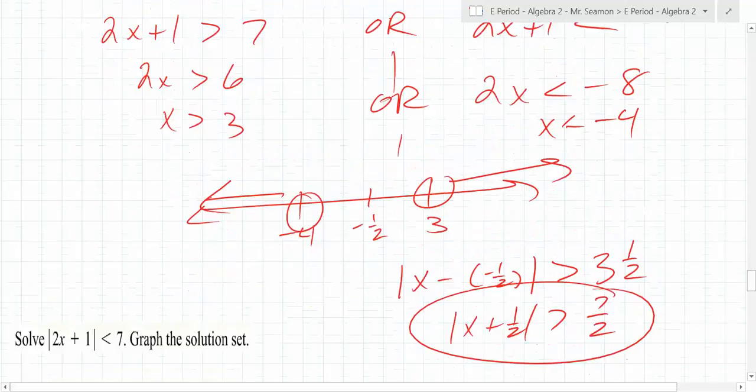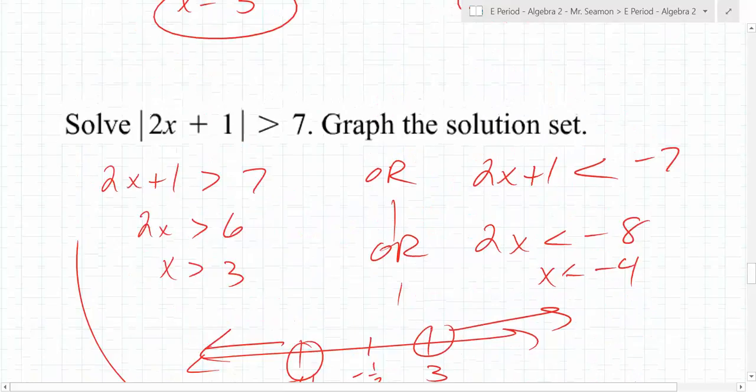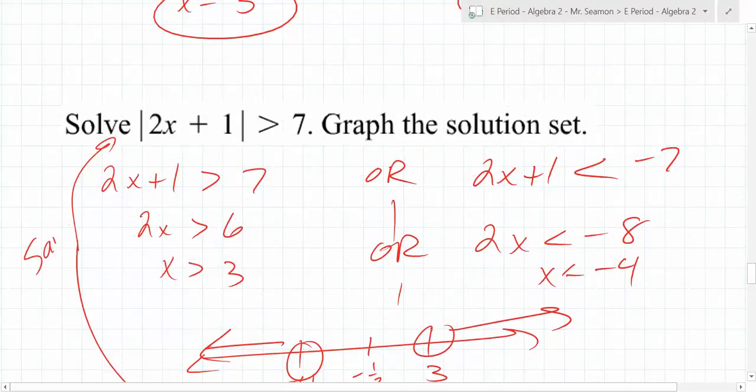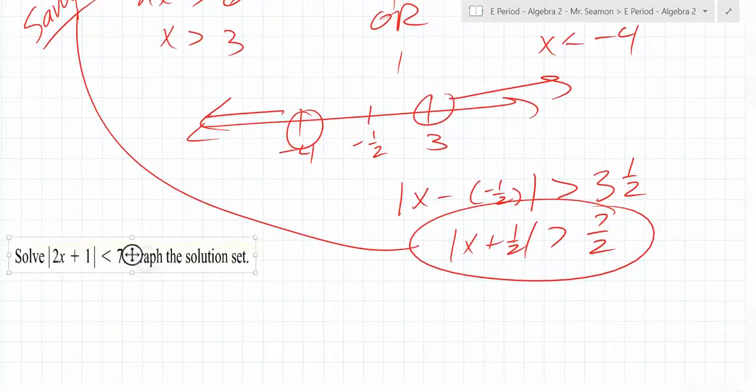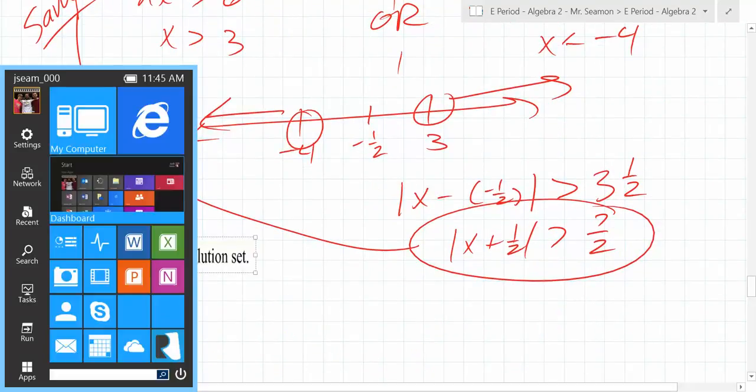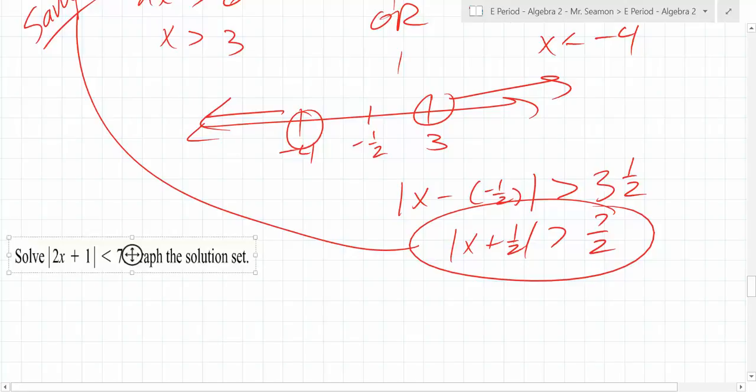So what's interesting is you see this right here is the same thing as this. Are there multiple ways to write them? Yep. Just wanted to show you that as a side note. What about this one right here? Is this very similar to what we just did? Yeah. What's the only thing that's going to change?